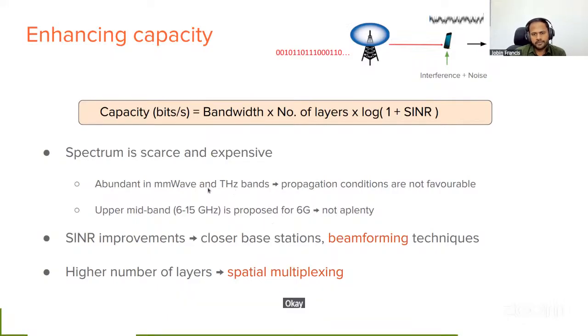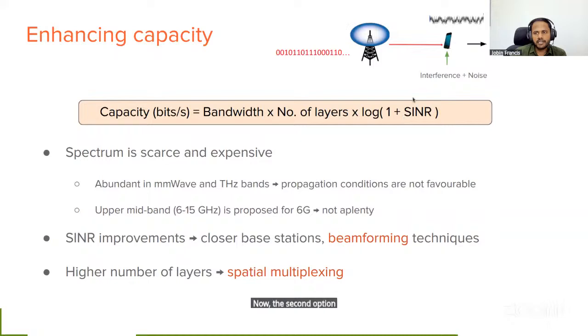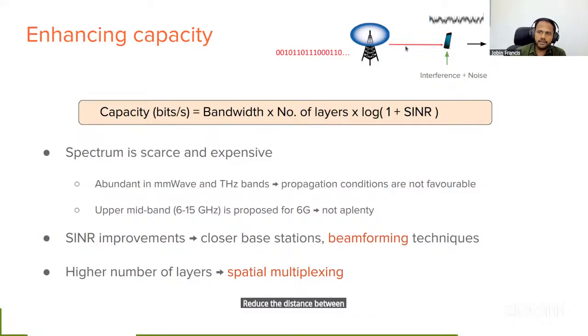Okay, so that is also why there have been discussions of moving to higher frequency bands like millimeter wave or terahertz frequency band, but those have associated issues. Now the second option is to improve the link quality, that is the signal to interference plus noise ratio. That means you somehow get a better signal from the cell tower. The obvious option is to reduce the distance between your cell phone and your cell tower.